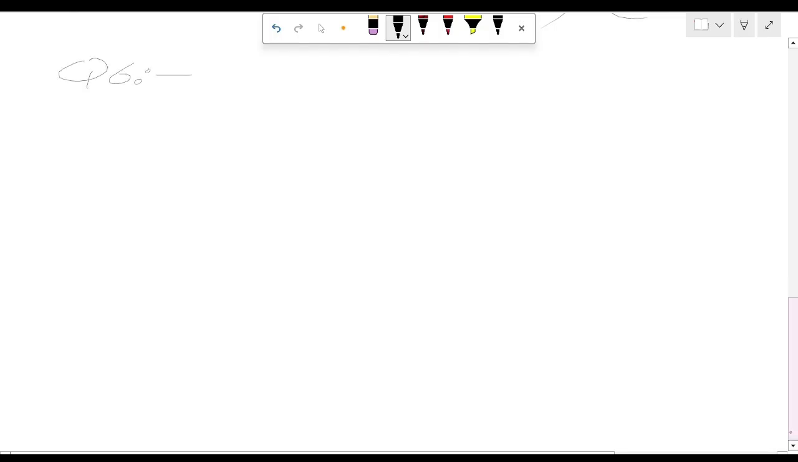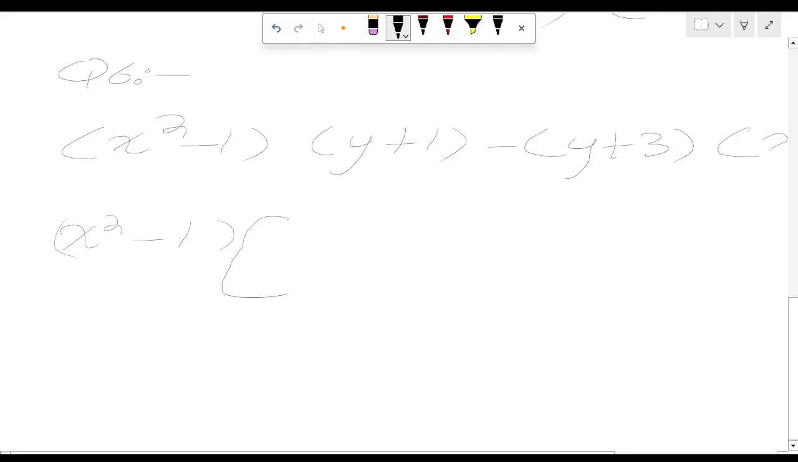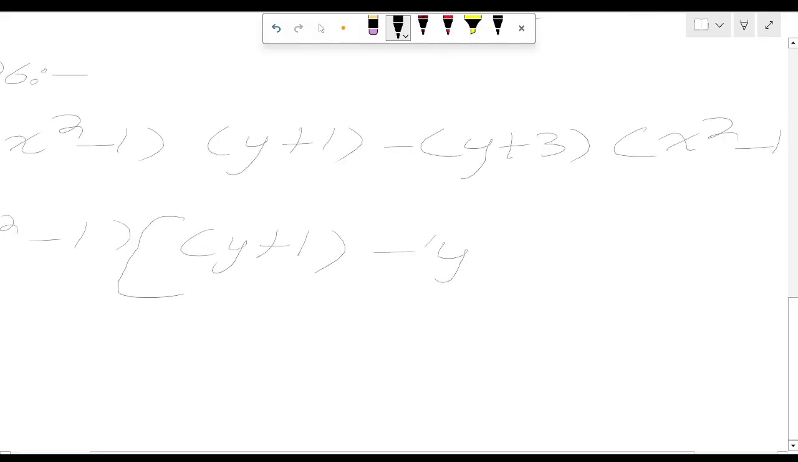In question number 6 we have (x² − 1)(y + 1), then we have (y + 3), and in the end we have (x² − 1) again. So the common value between these two terms is x² − 1, so I'll just pick that as a common value. After picking that as a common value, what I can write is (y + 1), and then I can write subtracted from (y + 3).